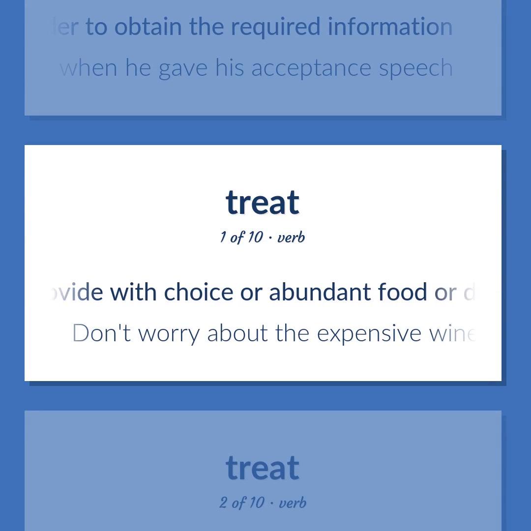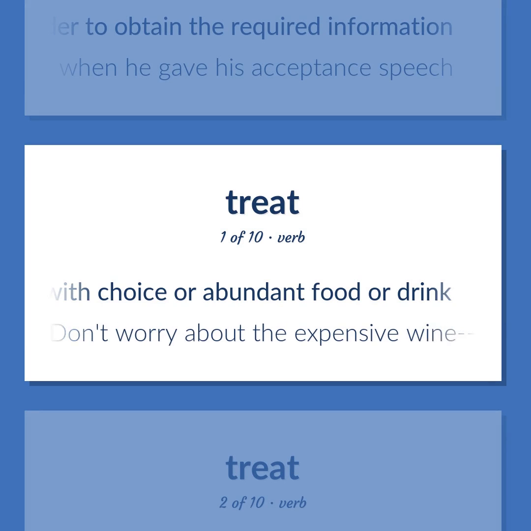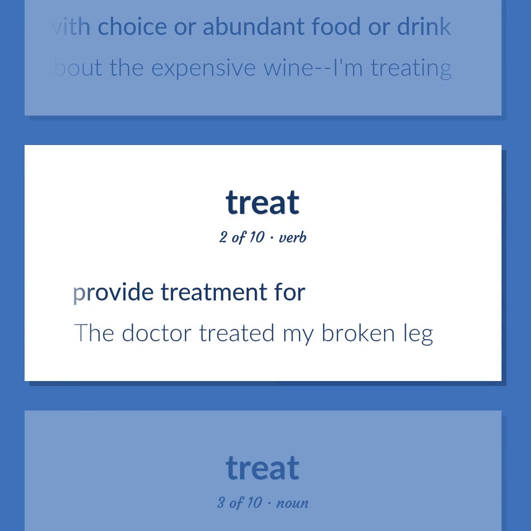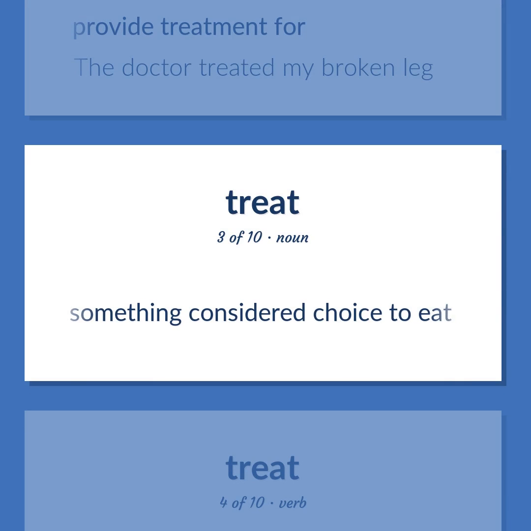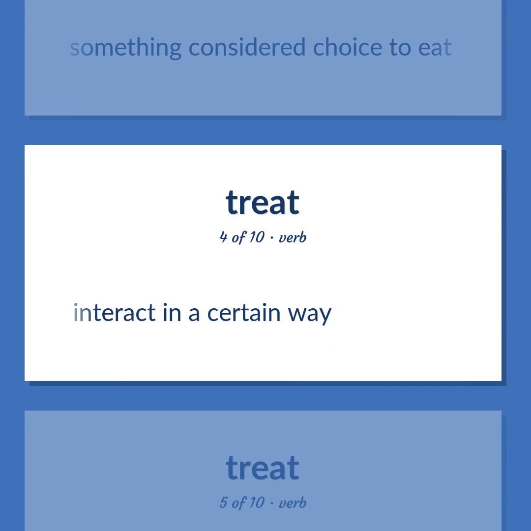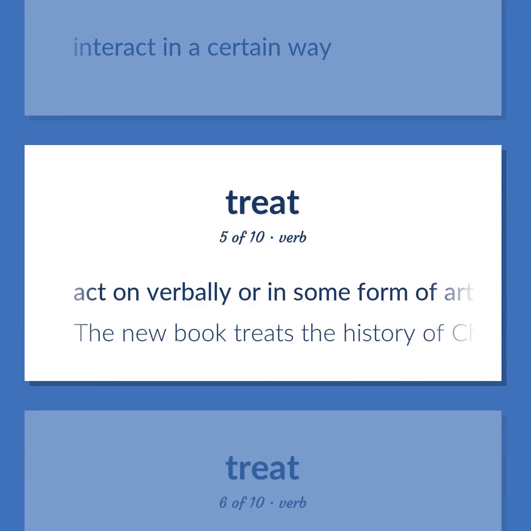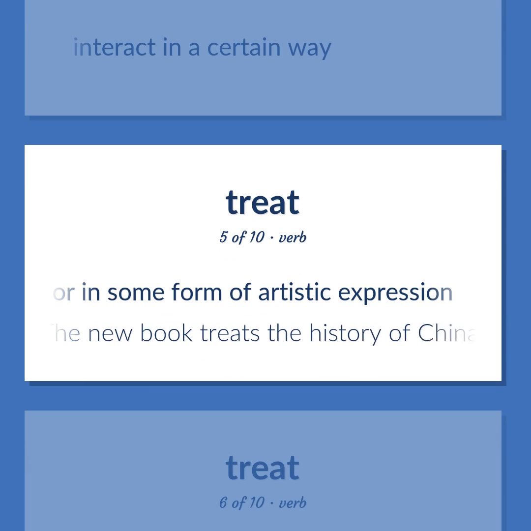Provide with choice or abundant food or drink. Don't worry about the expensive wine, I'm treating. Provide treatment for. The doctor treated my broken leg. Something considered choice to eat. Interact in a certain way. Act on verbally or in some form of artistic expression. The new book treats the history of China.